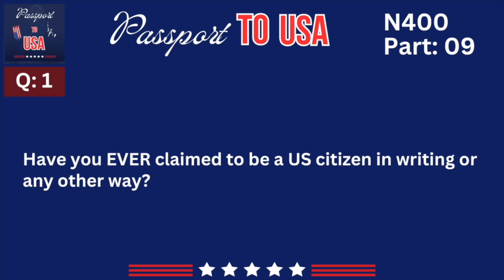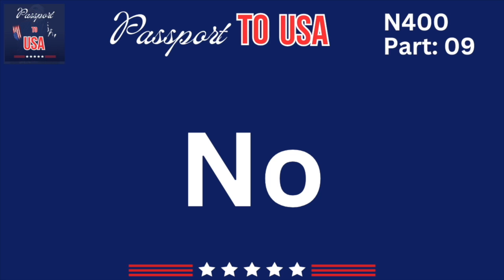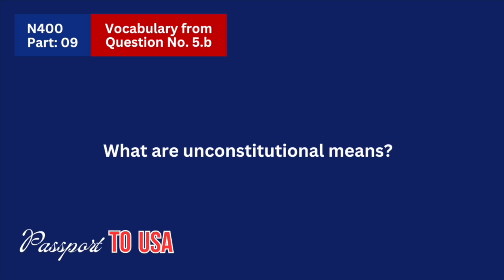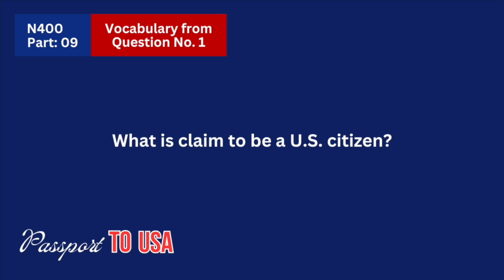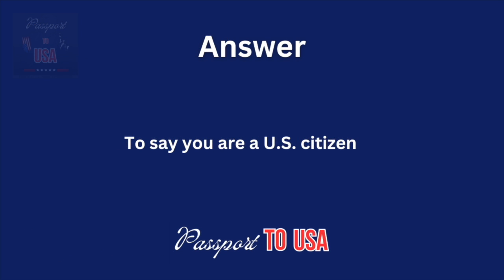Have you ever claimed to be a U.S. citizen in writing or any other way? No. What are unconstitutional means? Methods that go against the Constitution. What is claimed to be a U.S. citizen? To say you are a U.S. citizen.